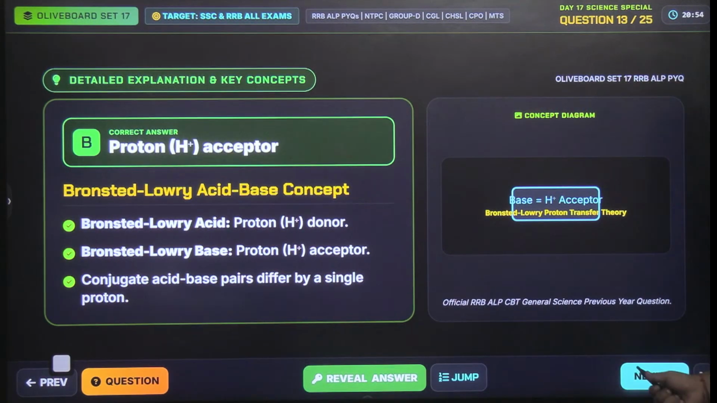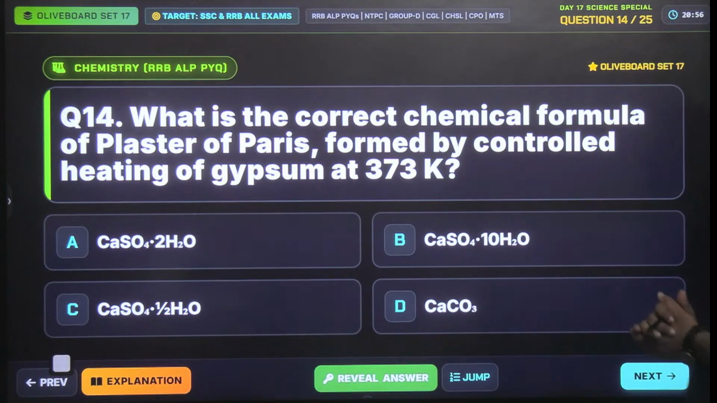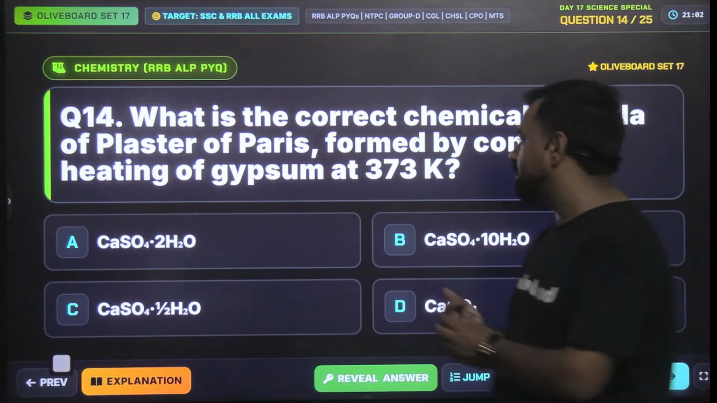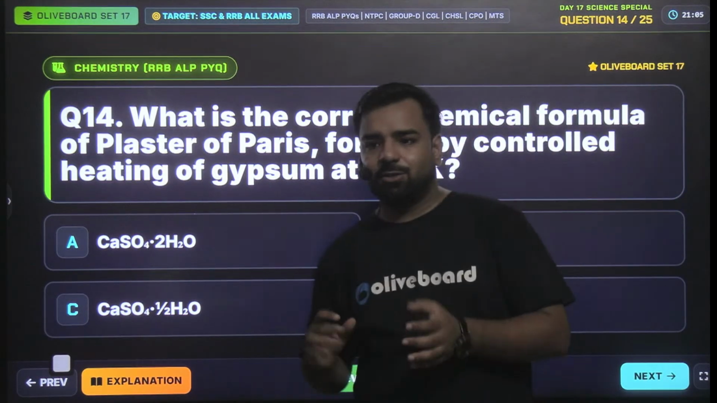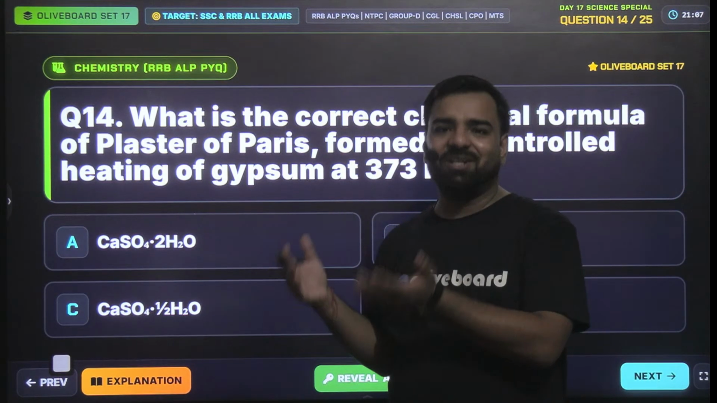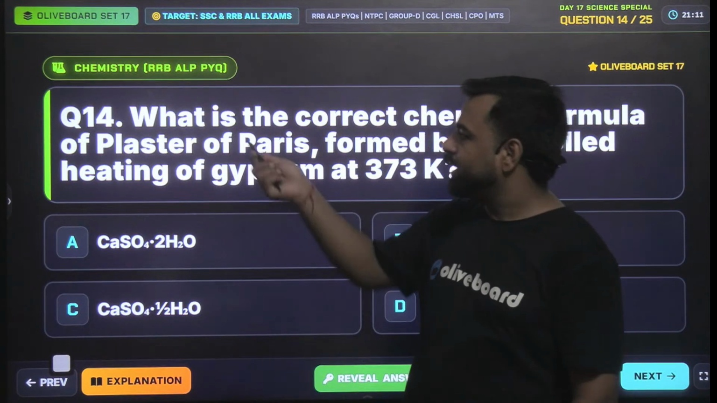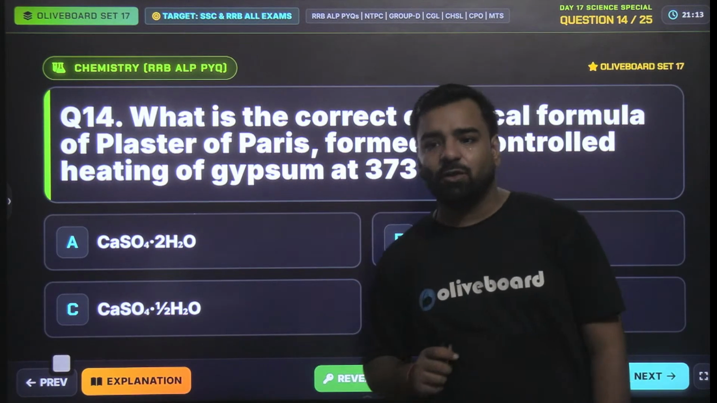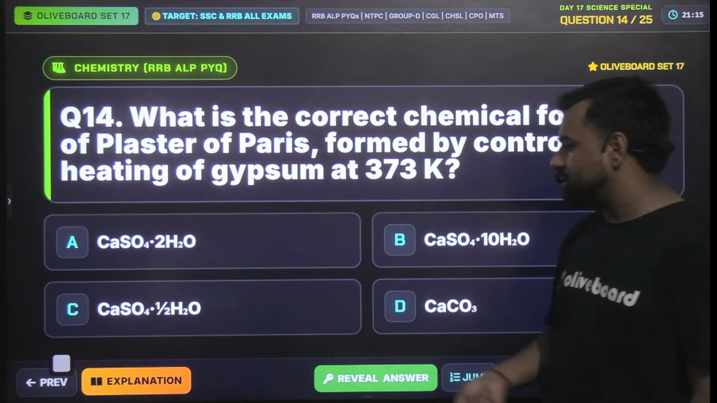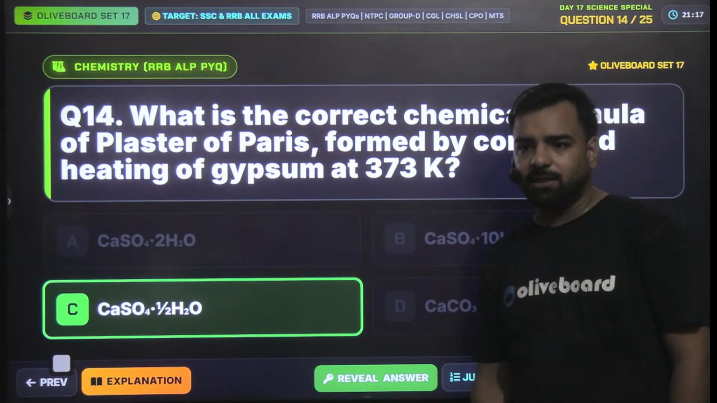and conjugate acid-base pairs differ by a single proton. Next, what is the correct chemical formula for the plaster of Paris that's formed by controlled heating of gypsum at 373 Kelvin? I guess you can give this answer. We have already discussed it. The formula for gypsum is CaSO4.2H2O, and for plaster of Paris it's CaSO4.1/2 H2O. So CaSO4.1/2 H2O, that's option number C, right?